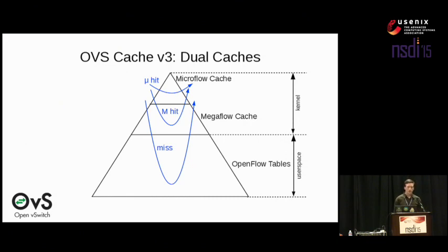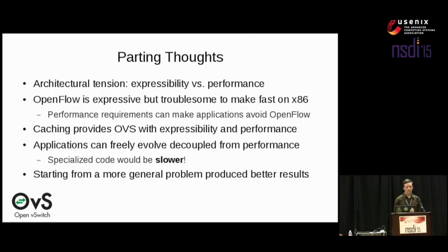I think a lot of what I'm talking about here arises from an architectural tension that expressibility is sort of the enemy of performance in many cases. The more general you make the system and the criteria and constraints that it can accept, the harder it is to make it perform well. So OpenFlow is a good example that it's quite expressive, but at least in the case where you have many tables, it's difficult to make it fast on general purpose hardware.